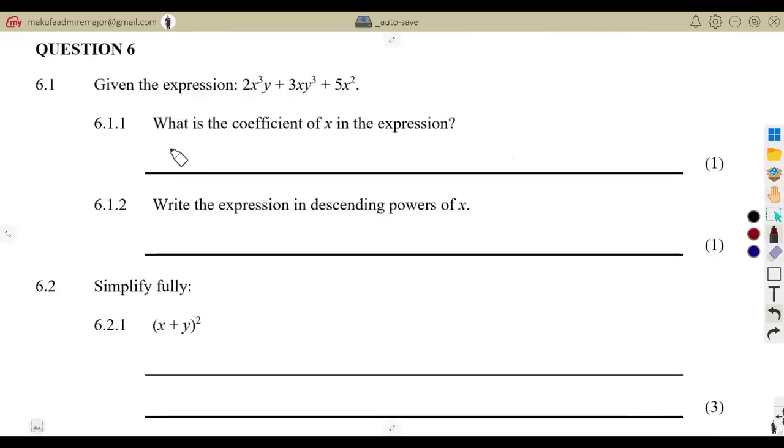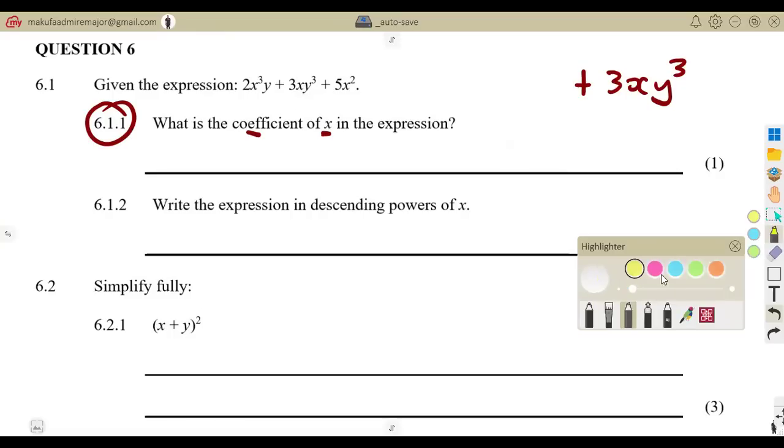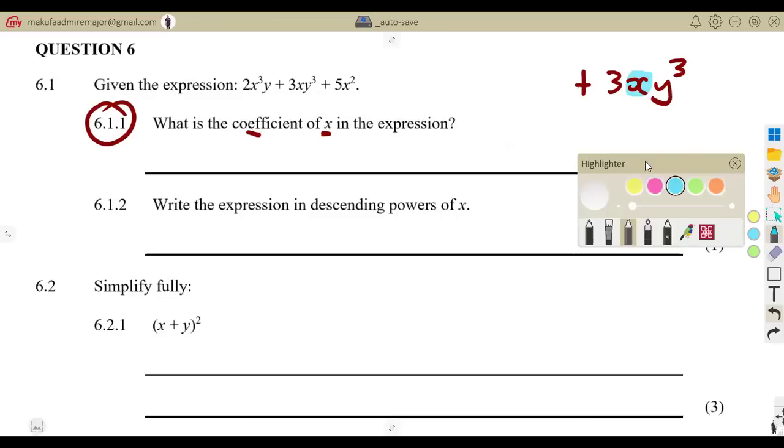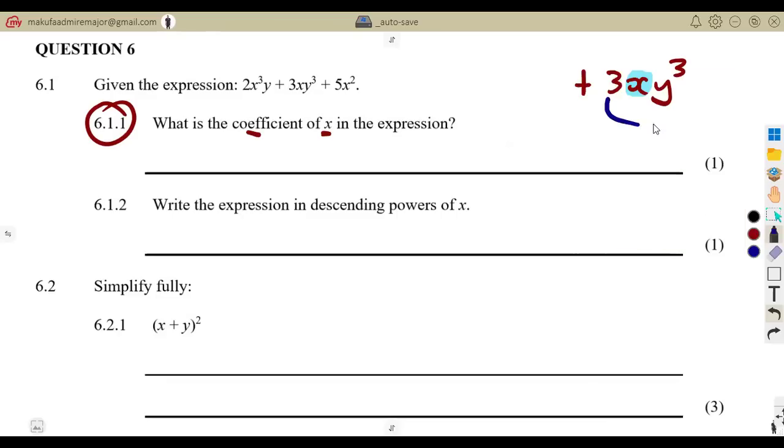6.11, given this expression, what is the coefficient of x? Where we have x, what is the coefficient? Remember, the coefficient is the term or a number that is affecting x. Where we have x, it's here on 3xy, on this plus 3xy cubed, like this one. That's where we have x. So what is the coefficient of x? In this case it is going to be plus 3y squared.